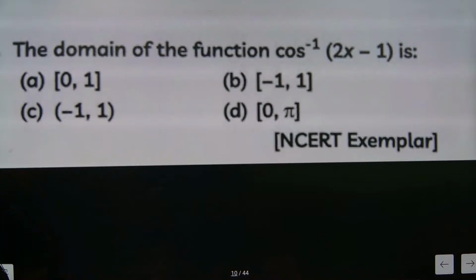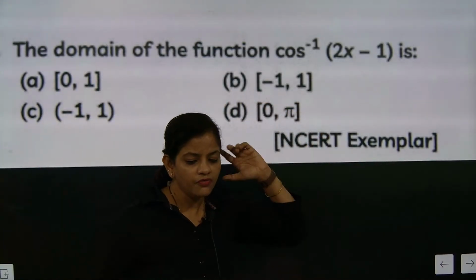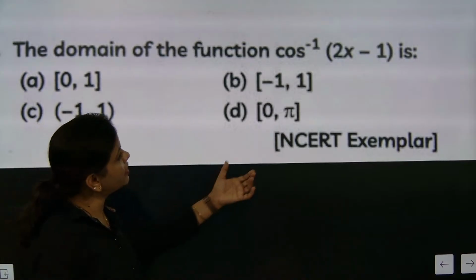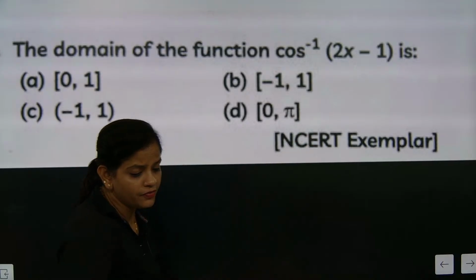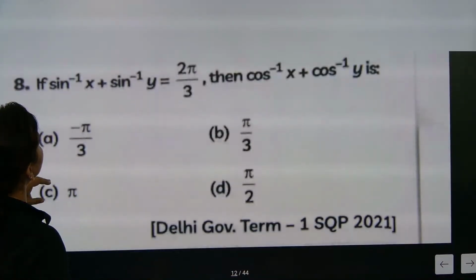Let's go for the next question. See, domain related questions from inverse trigonometry I told you again and again. Understood or not? So here cos inverse of 2x minus 1 is there. This you have to solve. Last class we finished this question, so I am not going into this part. The tan inverse question we have also finished. Just going with the last section.